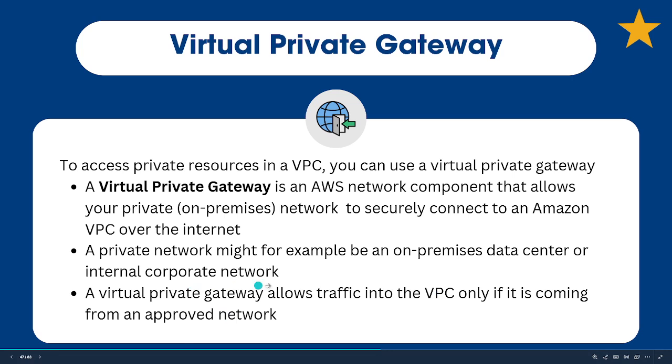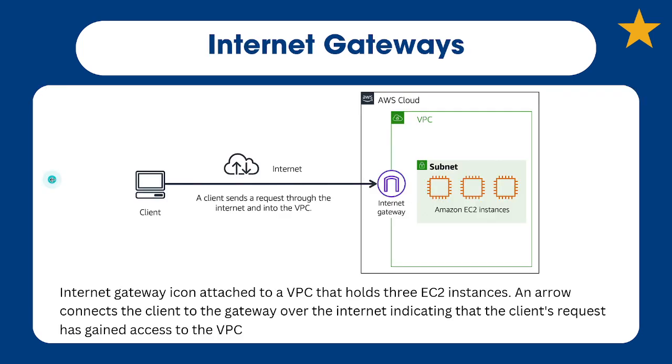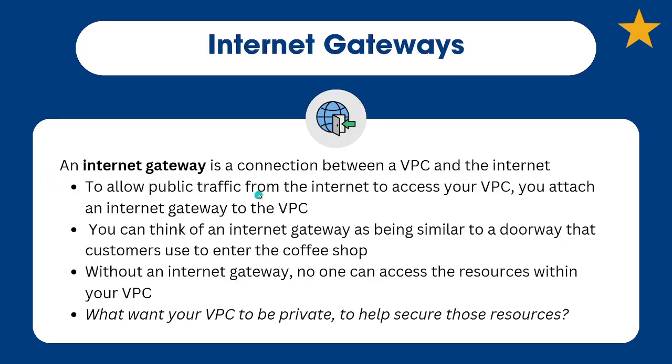So again, that could be your corporate network, or it could be a data center that's on premises. The point is, it's a connection to a private network. So that's going to be a virtual private gateway. Private networks. If you want the public network that we call the internet, then you would just use a good old-fashioned internet gateway.